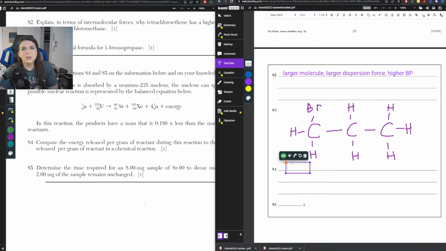In a nuclear reaction, you have a small amount of matter and it becomes a huge amount of energy. And in a standard everyday chemical reaction, it's very proportional. So the nuclear reaction is going to yield, provide, or release way more energy.